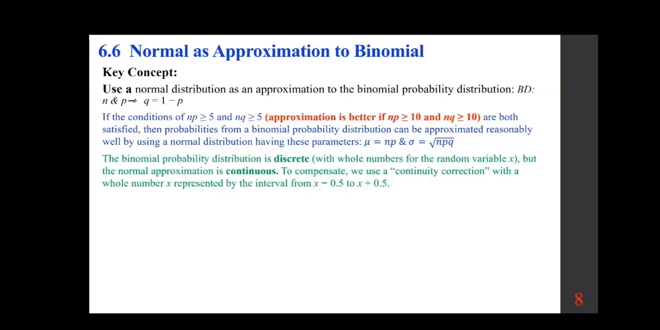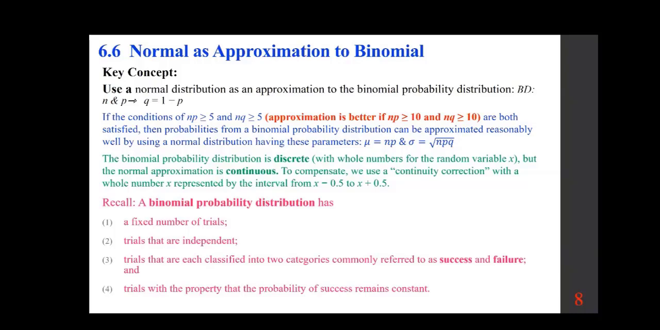The binomial probability distribution is discrete with whole numbers for the random variable x, but the normal approximation is continuous. To compensate, we use a continuity correction with the whole number x represented by the interval from x minus 0.5 to x plus 0.5. Recall a binomial probability distribution has a fixed number of trials that are independent, trials that are each classified into two categories commonly referred to as success and failure, and trials where the probability of success remains constant.